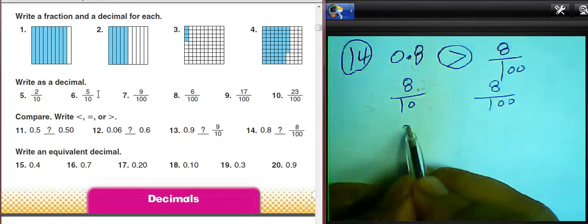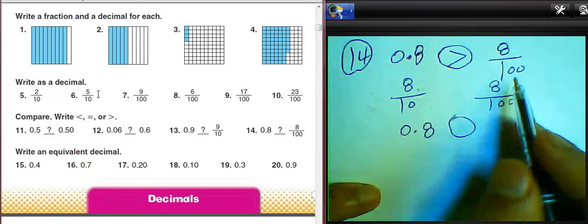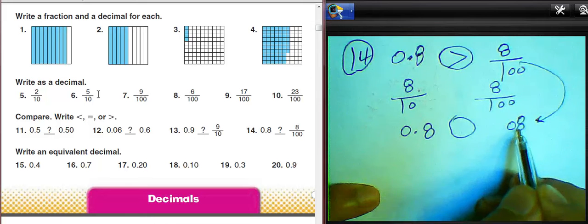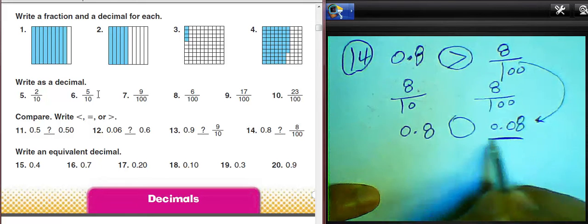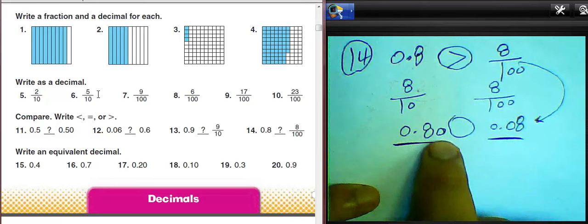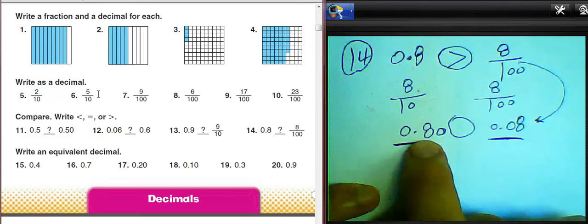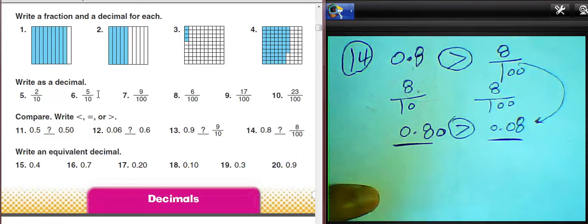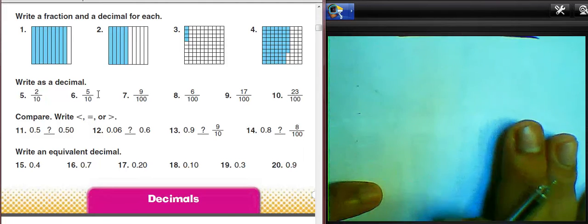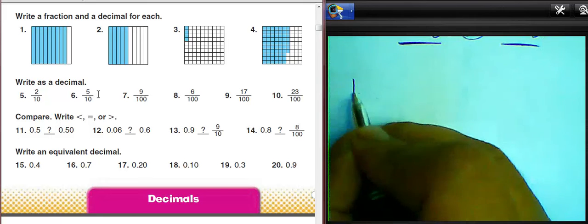We know 8 tenths and it was 8 over 100. We must put the point after 2 digits. We must write 0 here, 0.80. Then if we equalize the parts between 2 digits, write 1 digit here, 0 here. Okay, 8 tenths equals 80 hundredths, so it will be more than. You can solve using this method or this method. Question 15.